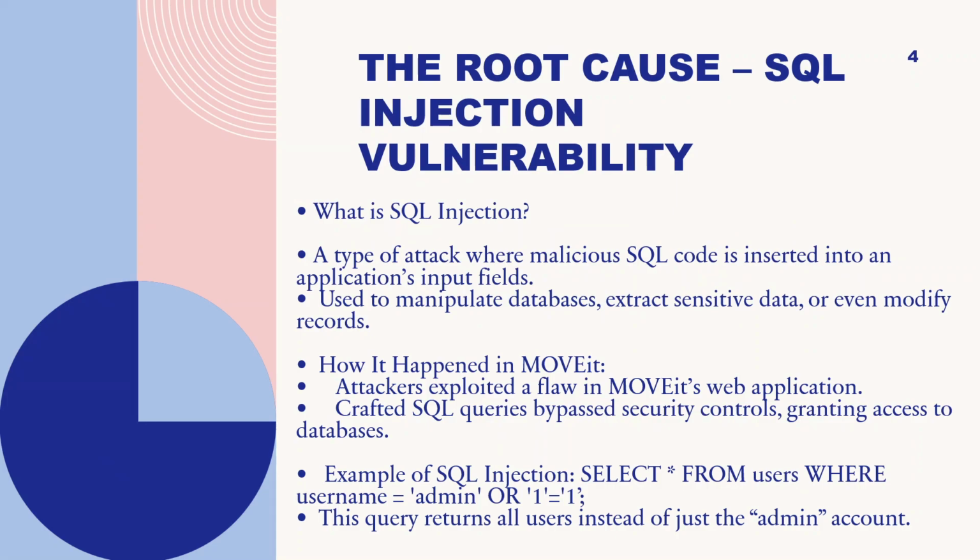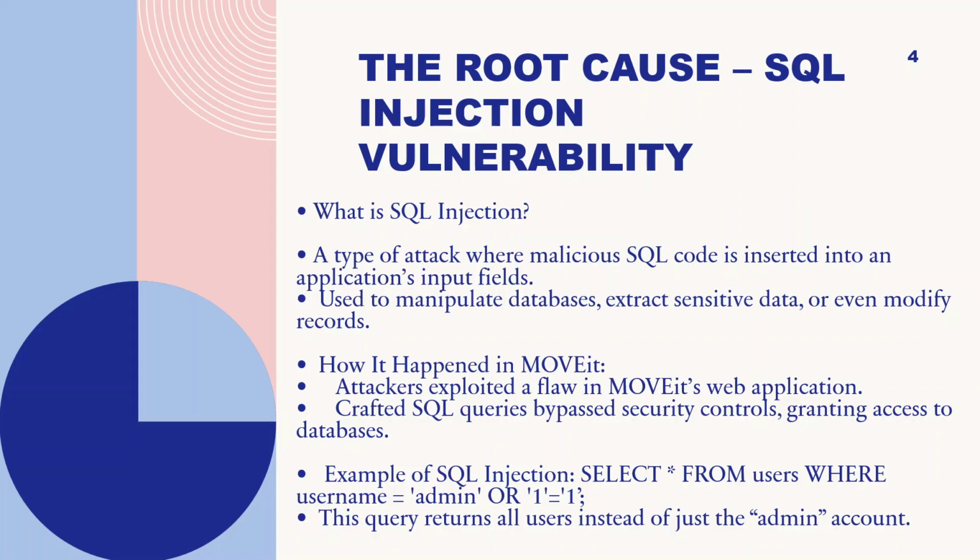So what was the root cause of all this? The root cause was, first of all, SQL injection. From the lecture, we saw that this is where malicious code inserted into an application's input field can manipulate databases, extract sensitive information, and gain access to websites. Here, we're going to see how they hacked into the database of MOVEit, got control of the data being sent, and how they managed to obtain that data.